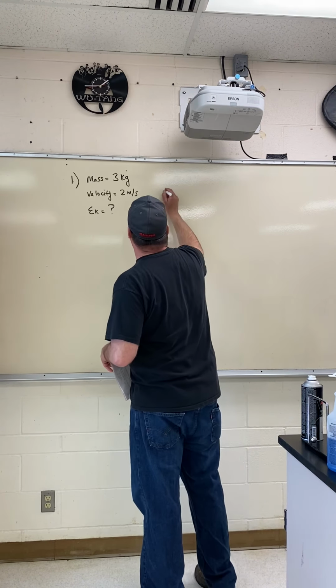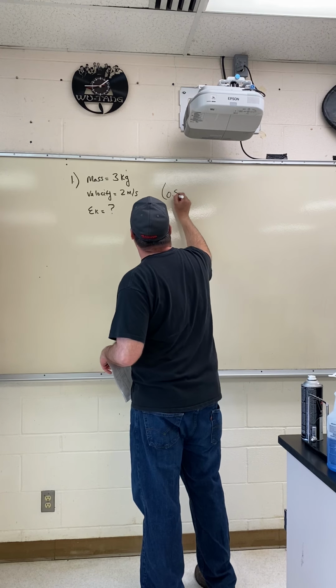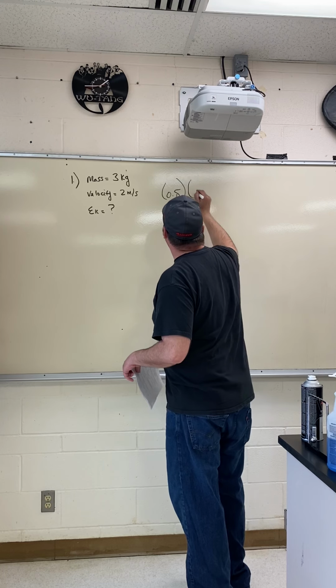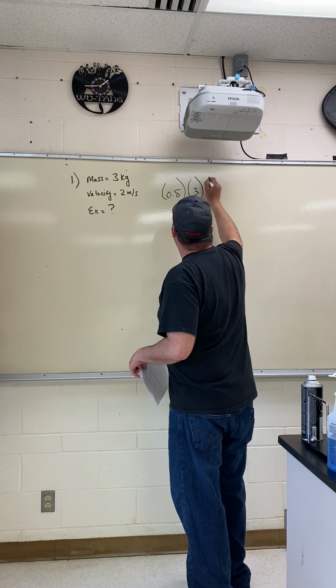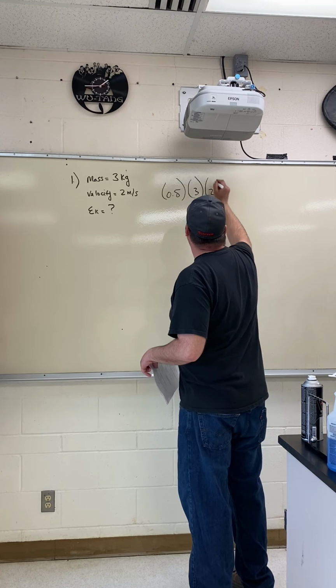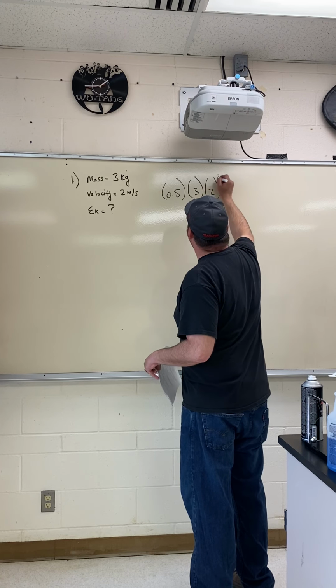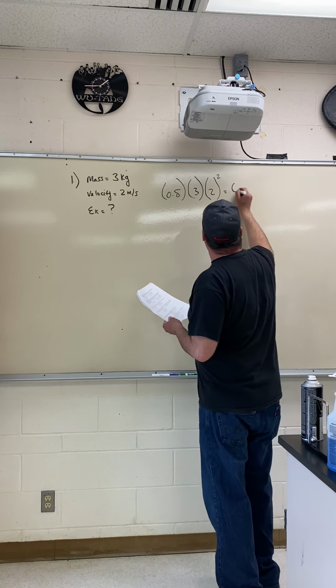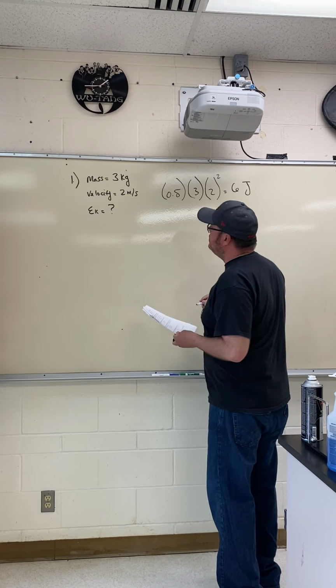So I'm going to do it this way. This way works really easy in the calculator, so you don't have to do the 1/2 of something. So 0.5 times 3 times 2. But remember, I'm squaring it, so I'm going to square it on the outside. And that will give me an answer of 6 joules.